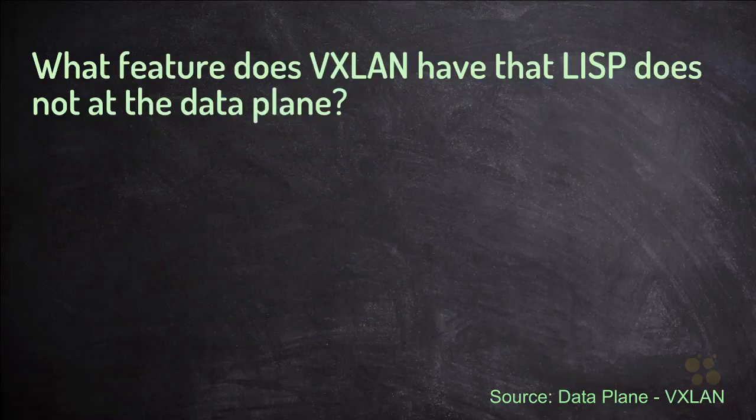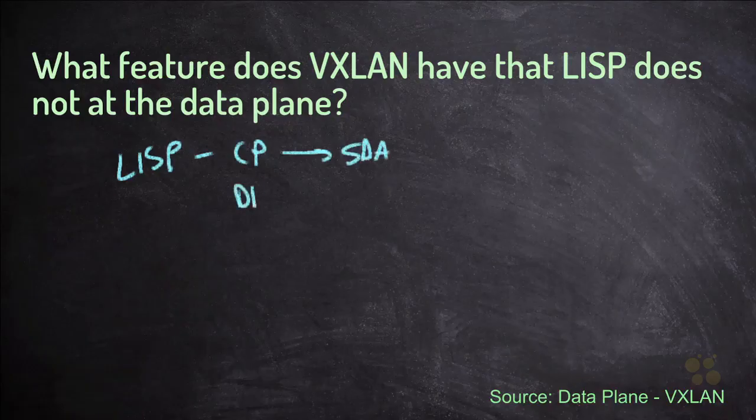And speaking of magic that makes SDA work, on to question number 2. What feature does VXLAN have that Lisp does not at the data plane? Lisp has 2 components. It has a control plane component, and we still leverage this in SDA. However, the data plane, in other words, the tunnel mechanism, this doesn't work for us in SDA because it lacks the layer 2 feature set that we need.